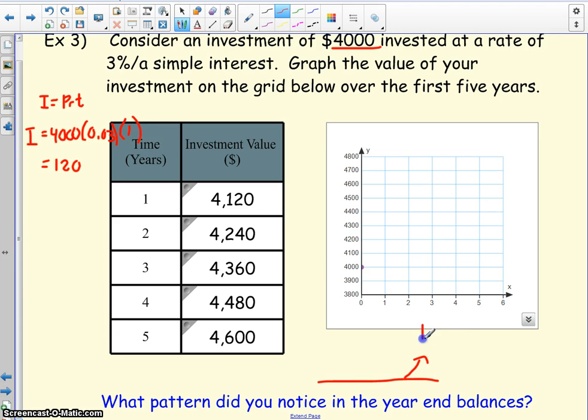So the pattern that you see is going to be linear. And even without a graph, you can see that from the first differences here, right? You're constantly going up by 120 every single time you go up that table. So simple interest will be linear.